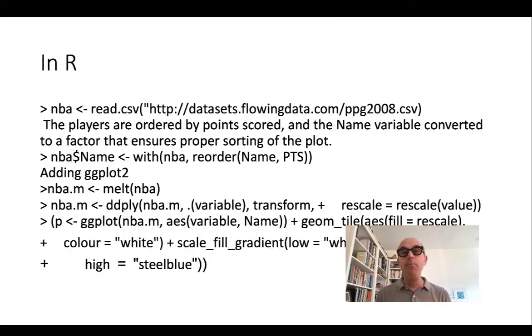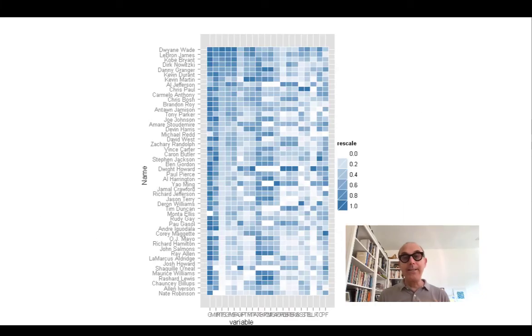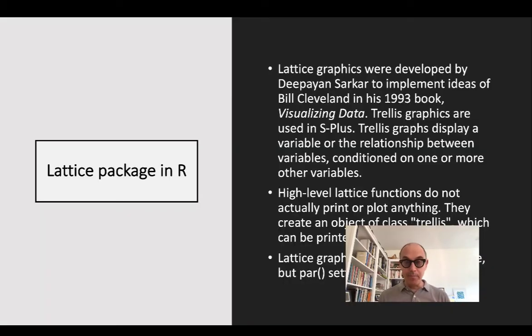So in this case, I'm using the NBA because I learned that most of my students in the past like the NBA. I'm pulling data from flowingdata.com and that allowed me to create something like this. And this is quite cool because we are able to see the rescale, we can see the variables, we can see the name of the player and how they score and how we scale the score.